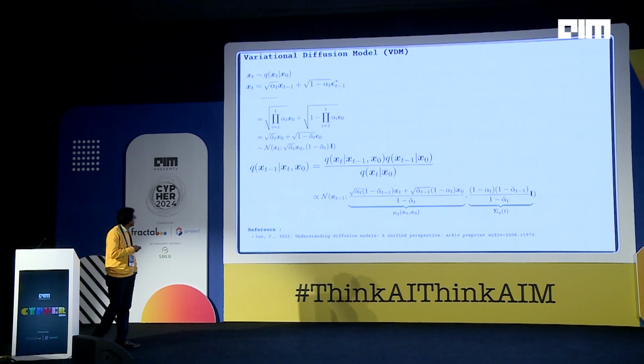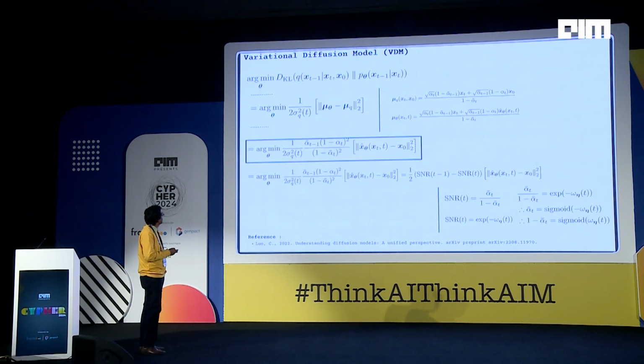From the Bayes theorem, you can rewrite this as this, and then you can show that q(xt minus 1 | xt, x0) would again be a Gaussian distribution of xt minus 1, with this as your mu q(xt, x0) and this as your sigma q. This is very important. I'll come to this again and again.